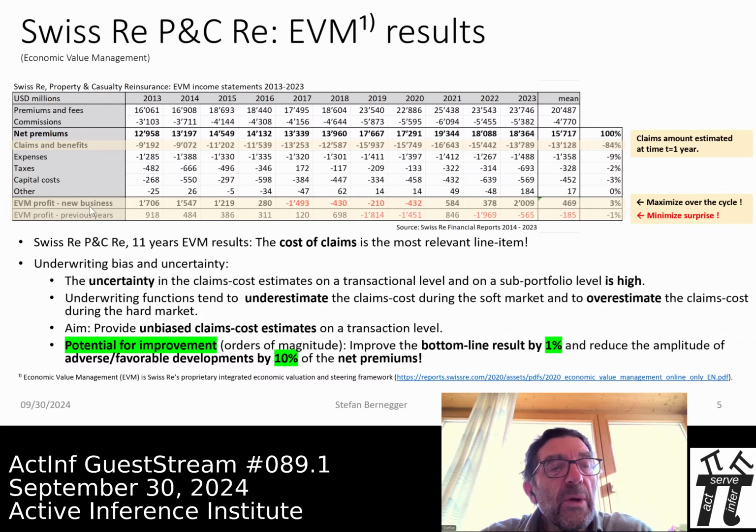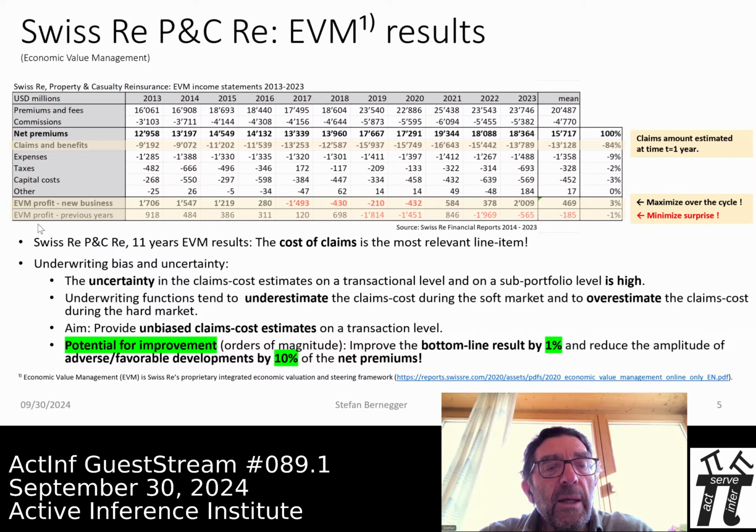One is if you go here to the EVM results, you see kind of a cycle. There is some positive results, then it becomes very negative for a couple of years, and then it becomes positive again. This is the nature of the business. And the cycle has two components. One, the premium rates go up and down. And second, also the terms and conditions of the policies might be tighter or they might be released. So the claims might also change during the cycle. But what we see here is the bottom line result.